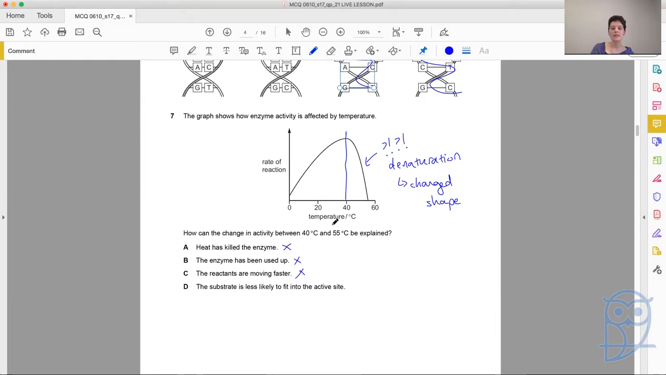The substrate is less likely to fit into the active site. Yes, they change shape. So now they're not going to be complementary anymore. So they're not going to fit together. We completely agree with them. The answer is D.